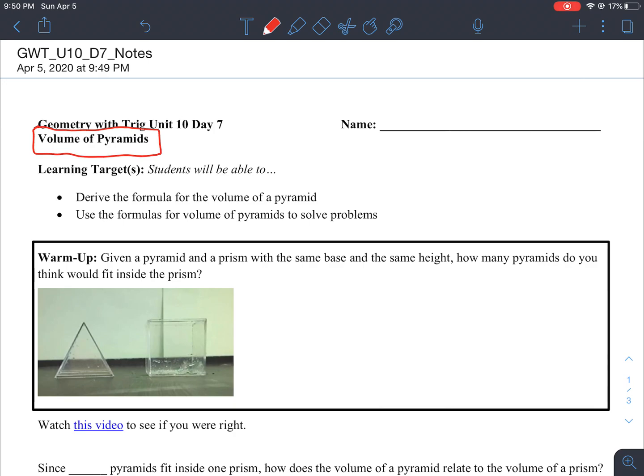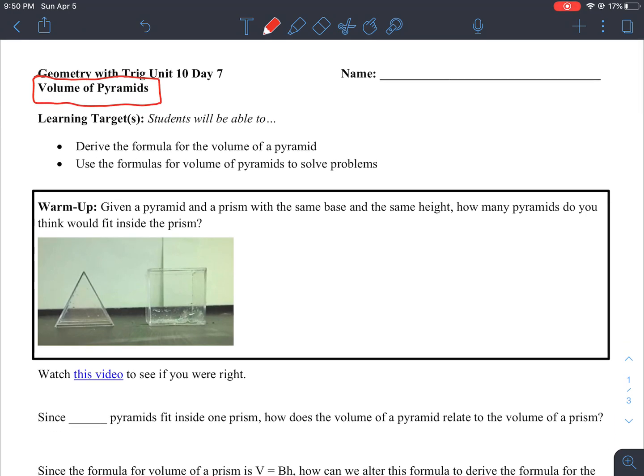So, based on our two learning targets, we can see that by the end of this lesson, we want to be able to derive the formula in order to figure out what the volume of a pyramid is. And then we want to use that formula in order to solve problems.